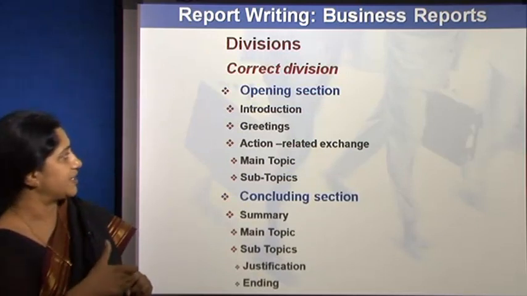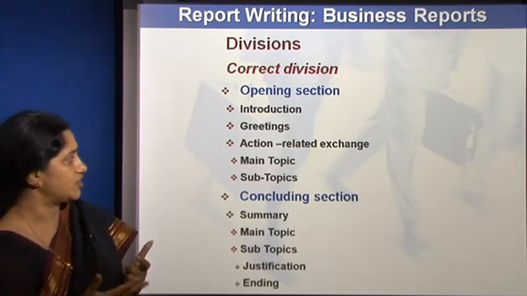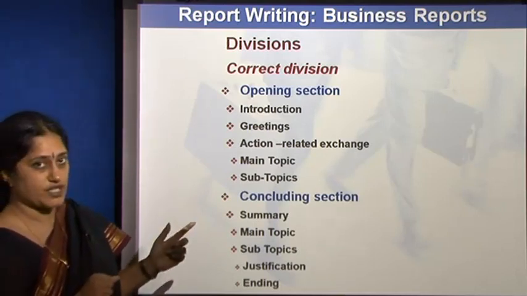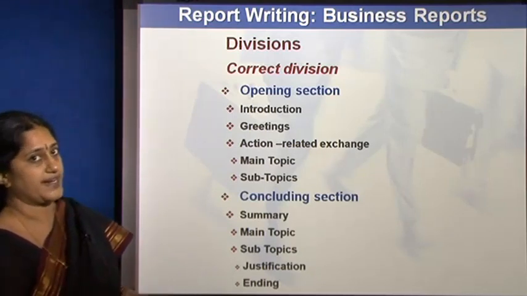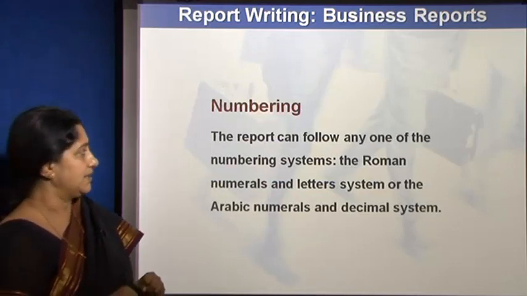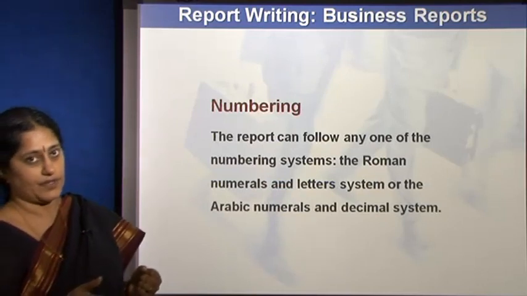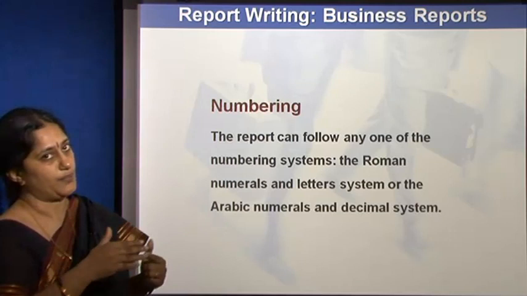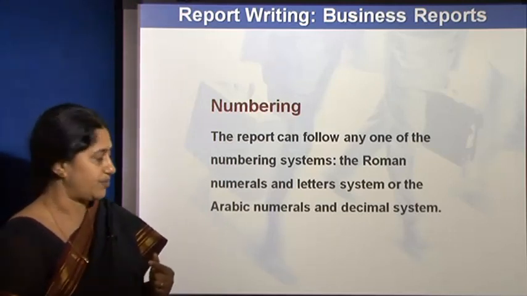Opening section will have introduction, greetings, action related exchange, main topic and subtopics. Concluding section will have summary, main topic, subtopics, justification and ending. Numbering. The report can follow any of the numbering systems, the Roman numerals, or the Arabic numerals, where it is 1.1, 1.2, 1.01, 1.02 and so on.